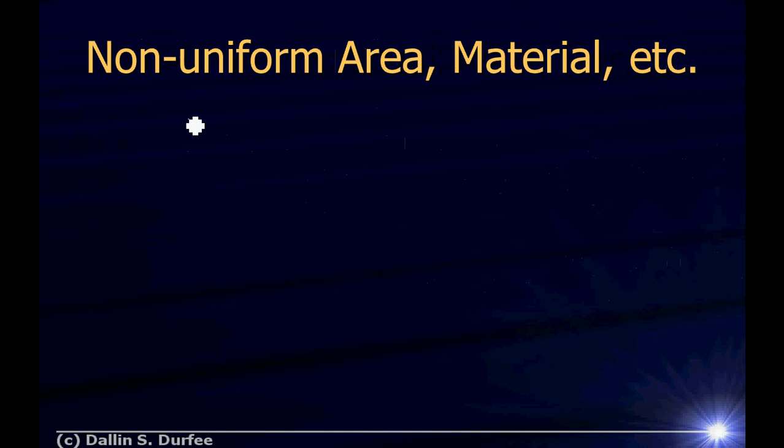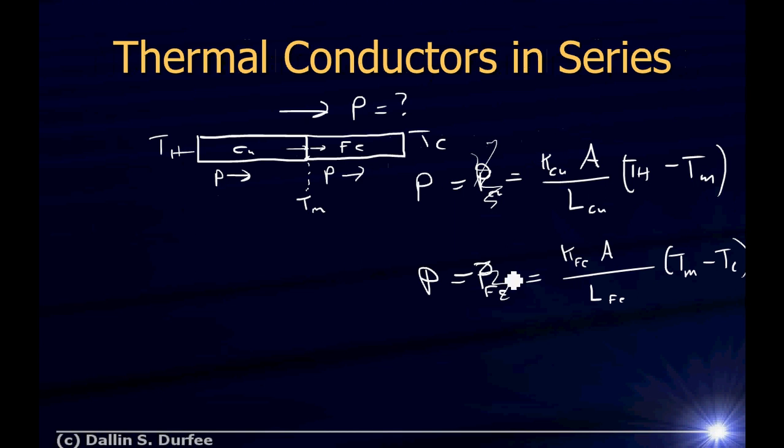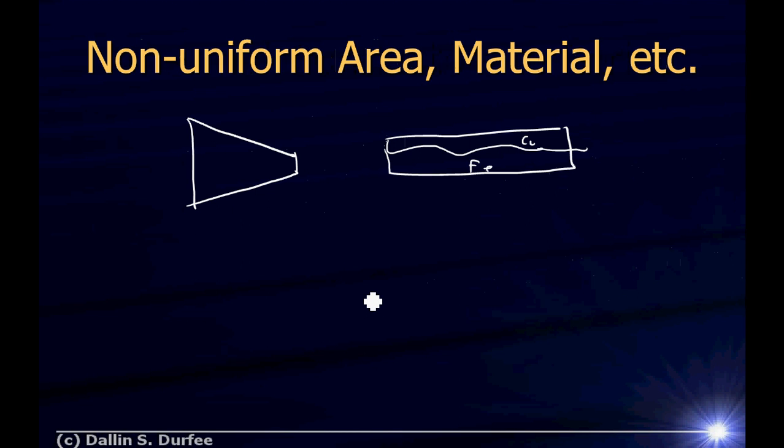What if I have a non-uniform area? What if I have a rod that's not a constant cross-sectional area? What if I have a bar like this, where this part down here is iron, this part up here is copper, but they're kind of weird, wiggly like that? What about more complicated things? Well, it turns out you need a more complicated differential calculus version of this equation, and you will get that if you do Physics 318. But for this class, we're going to stick with simple stuff. Just know it can be done, but we're going to stick with simpler things for this course.